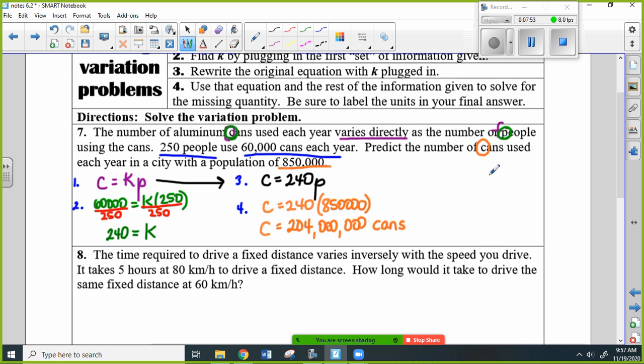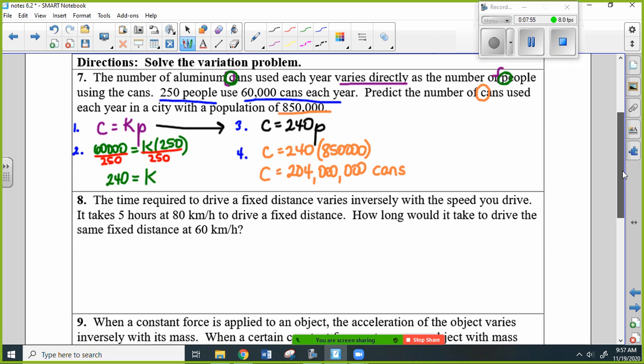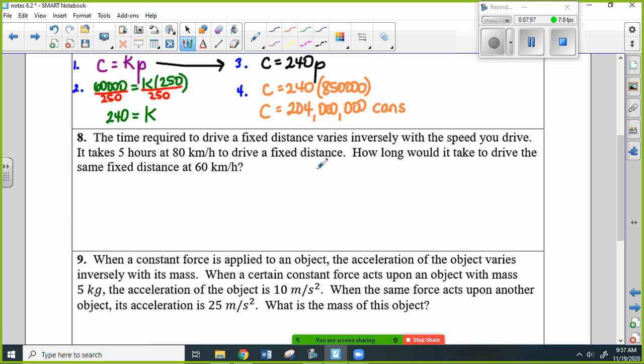All right, let's try another one. All right, the time required to drive a fixed distance varies inversely with the speed you drive. So we're going to need to set up an inverse variation, and we have to relate the time required to drive the distance and the speed we drive.